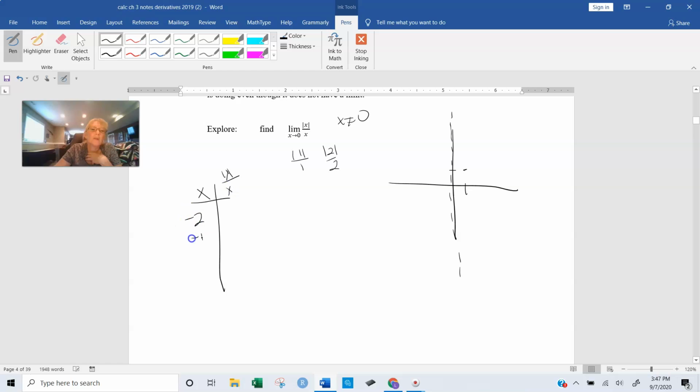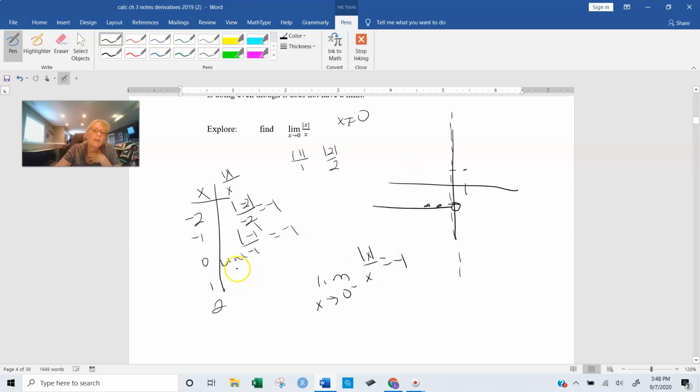Let's start with -2, -1, 0, 1, 2. Okay, so we're doing the absolute value of -2 over -2. Well, that equals -1. Absolute value of -1 over -1, again, -1. All right, and at 0, we know it's undefined. So this is -1 until I get to 0. So the limit as x approaches 0 from the left of the absolute value of x over x is -1.